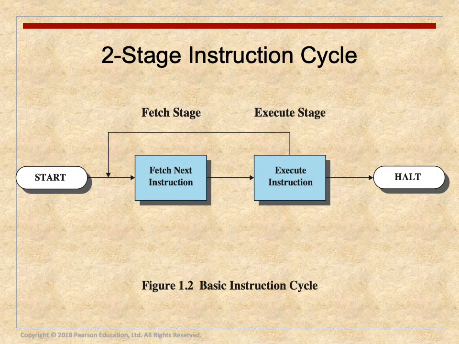The processing that is required for a single instruction is called an instruction cycle. We will later see that there exist multi-stage instruction cycles, but in the simplest case, it is a two-stage cycle. We have the two stages that we already introduced on the previous slide, which are fetch of the next instruction and the execution of the instruction.